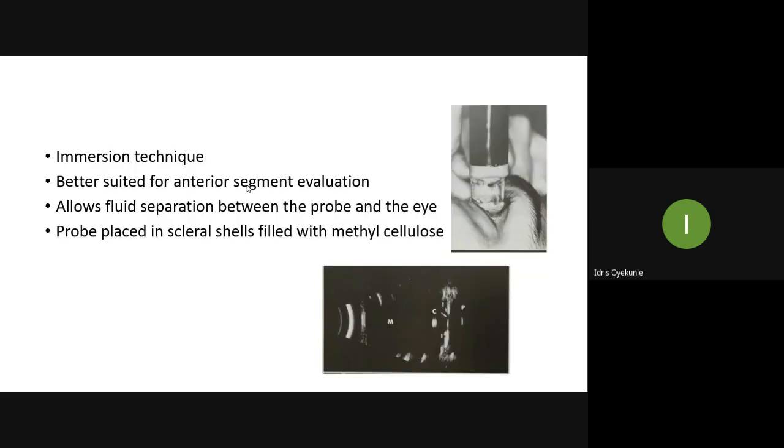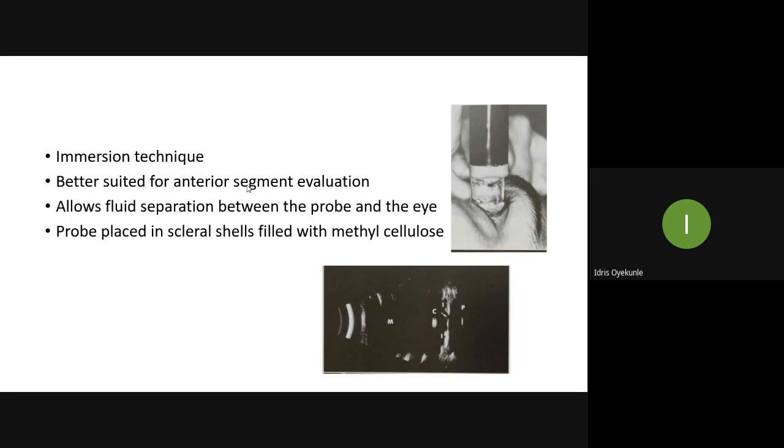So these are all for contact scan, but the immersion technique is better suited for anterior segment evaluation. That's because when you put the probe on the eye surface, on the lid when the eyes are closed, the echoes that are picked up by the transducer do not give a very good resolution, so you don't really see all that. But if you want to examine the anterior segment, then it's better to do the immersion technique.